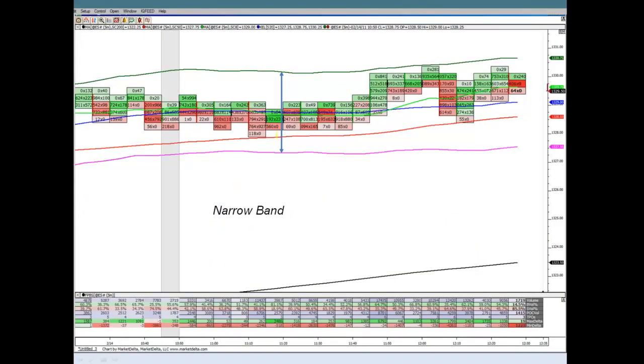Now take a look at how the Keltner narrows when we have a non-directional or a non-trending market. And this is one feature that just visually helps you right away by looking at the Keltner to see what the market is doing. Is it in fact trending, or do we have narrow bands, and are we in a sideways market?